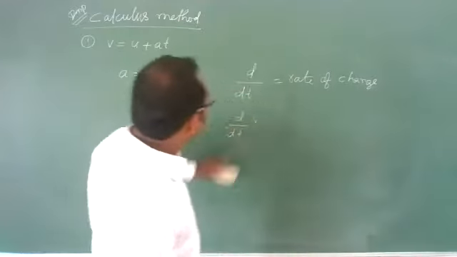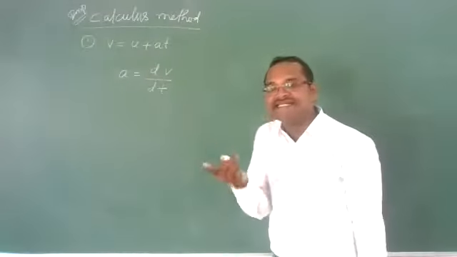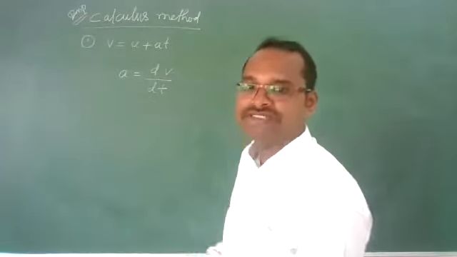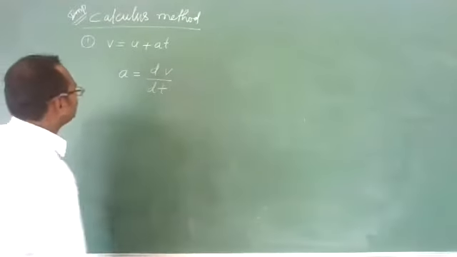So dv by dt means rate of change in velocity. d by dt means change; d means differentiation. That is nothing but change in v here. That is called acceleration.